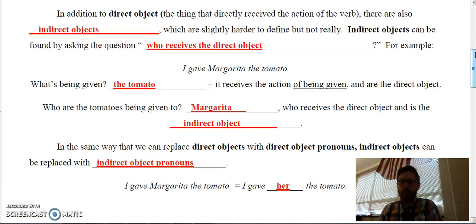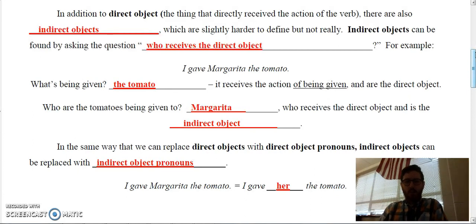Remember, that's the answer to what is a direct object? It's the thing being given. But who is the tomato being given to? The direct object, the tomato, is being given to Margarita. She receives the direct object, and she is the indirect object. Again, remember, indirect objects can be found by asking the question, who receives a direct object? So because she's getting the tomato, she's an indirect object.